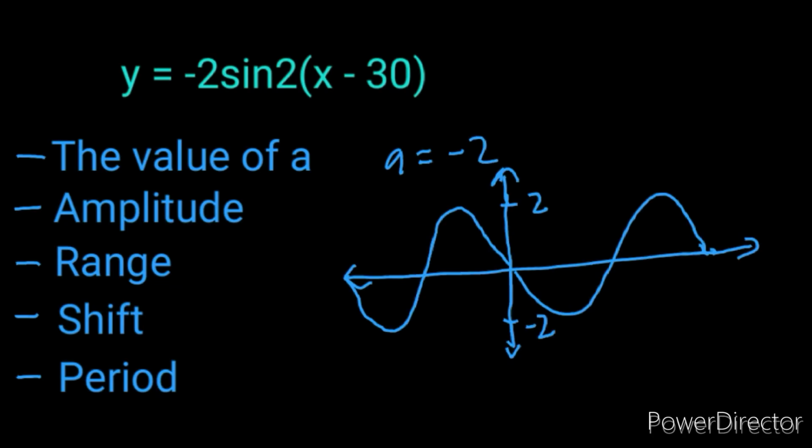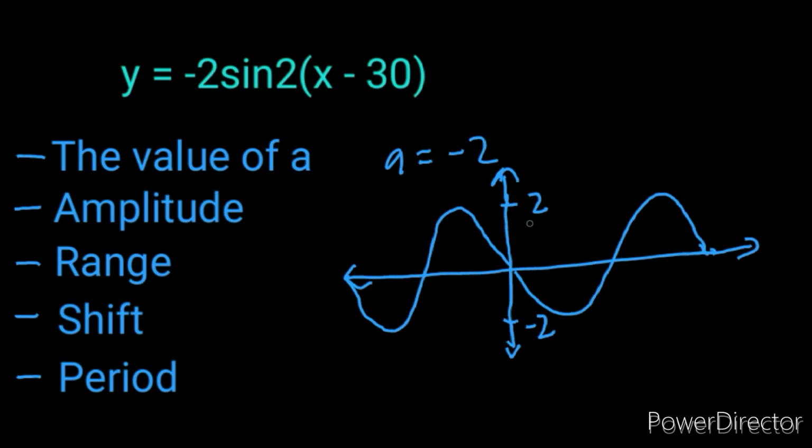Sometimes they can give it to you in graphical form. Then they don't give you the value of a, and they ask you the value of a. If they ask you for the value of a, you just have to check what the minimum and maximum values are. So the minimum value is minus 2 and the maximum value is 2. It means that the amplitude is 2.